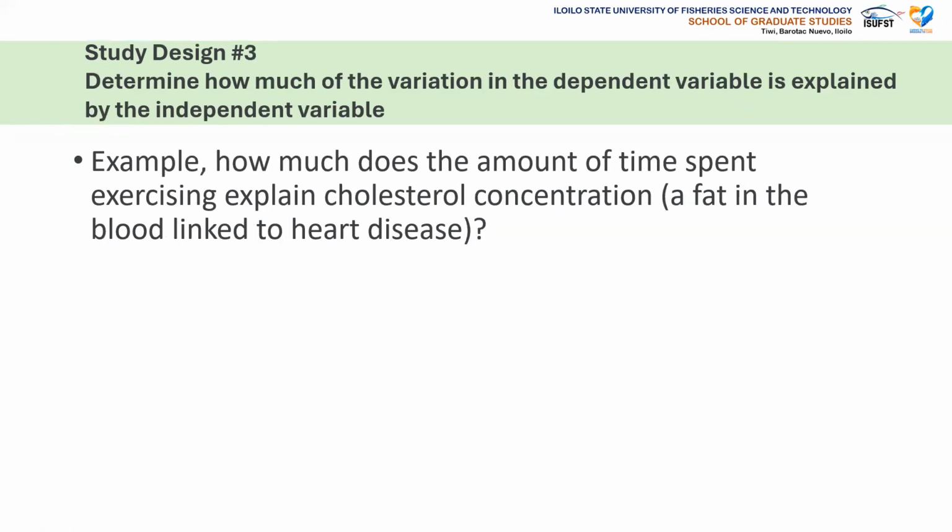For the third one, determine how much of the variation in the dependent variable is explained by the independent variable. Example, how much does the amount of time spent exercising explain cholesterol concentration, a fat in the blood linked to heart disease? Okay. So I hope it's clear, no? How many percent of the variance in cholesterol concentration can you predict using exercise?